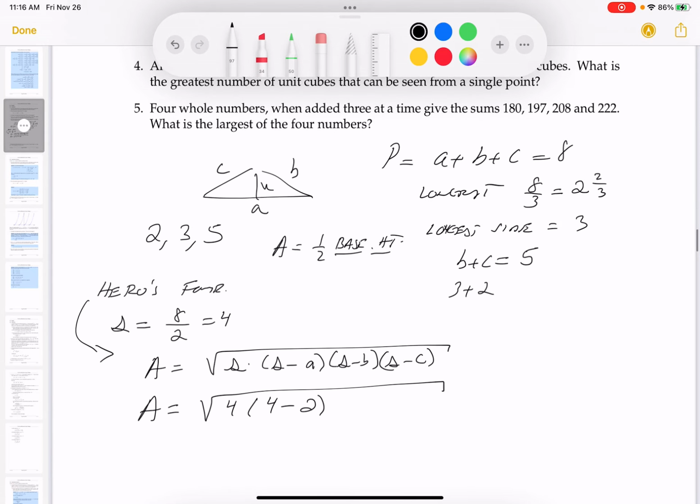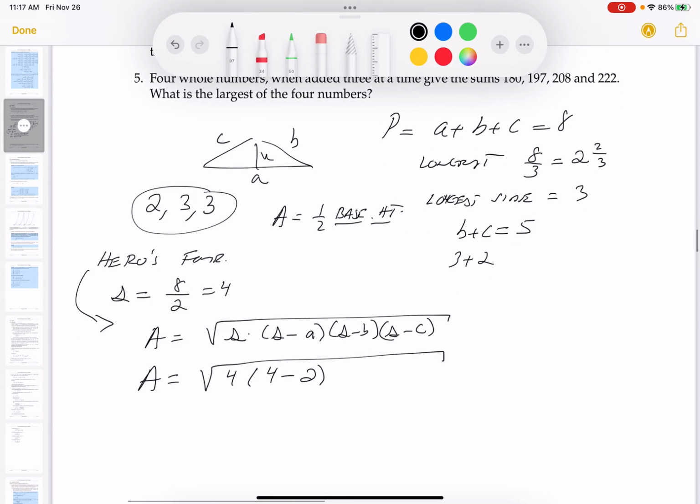You know what? I wrote something down crazy. I said 2, 3, 5. That is not true. B plus C is 5, but the longest side is 3, so that's not 5. I've got to cross that out and put the right answer down there. That's crazy. And that would give you 3 plus 3 plus 2, that's the perimeter of 8.